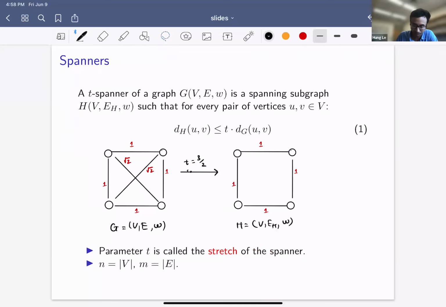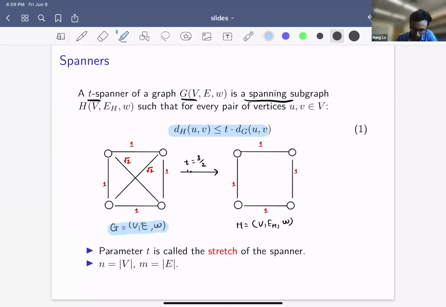So what is a spanner? A t-spanner of a graph is a spanning subgraph such that for every pair of vertices u and v in the input graph, the distance in the spanner is at most t times the distance in the original graph. What it means is that the spanner preserves the distances up to a factor of t.